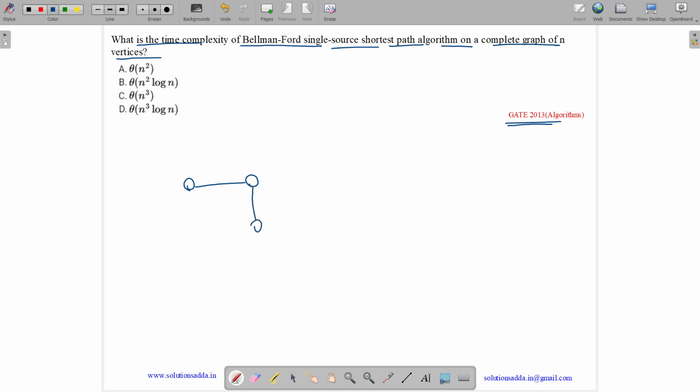So if we have a graph like this, and let us suppose we take any source. If we need to find the single source shortest path, which means from this source we need to find the shortest path to this vertex v1, as well as to v2, v3, v4 and v5, and each edge will have some weight. So if we need to find the shortest path, then we will use Bellman-Ford. So here we will perform the relaxation e number of times.